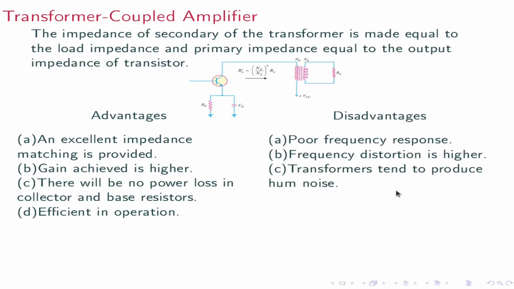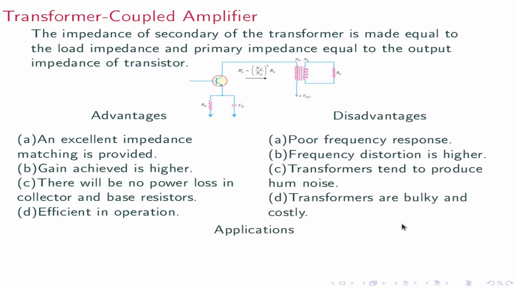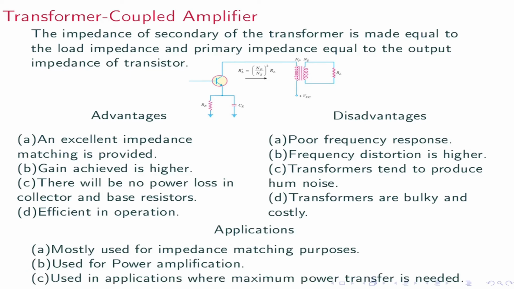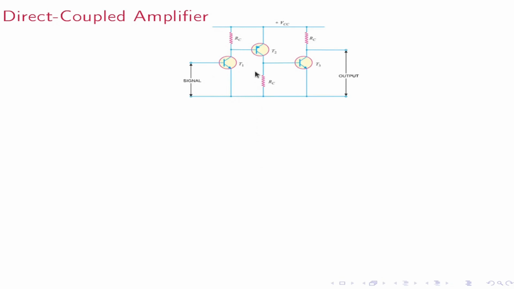Frequency distortion is higher. Transformers tend to produce hum noise. Transformers are bulky and costly. Its application: mostly used for impedance matching purposes, used for power amplification, and used in applications where maximum power transfer is needed. This is the direct coupled amplifier.